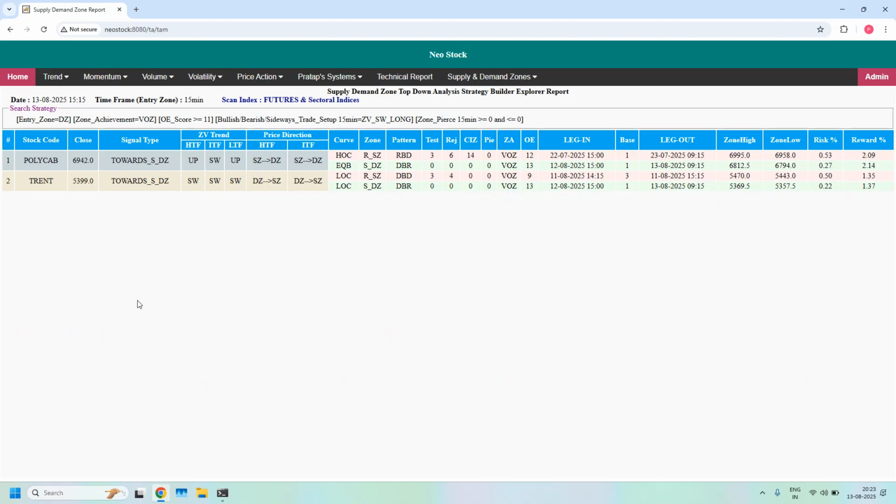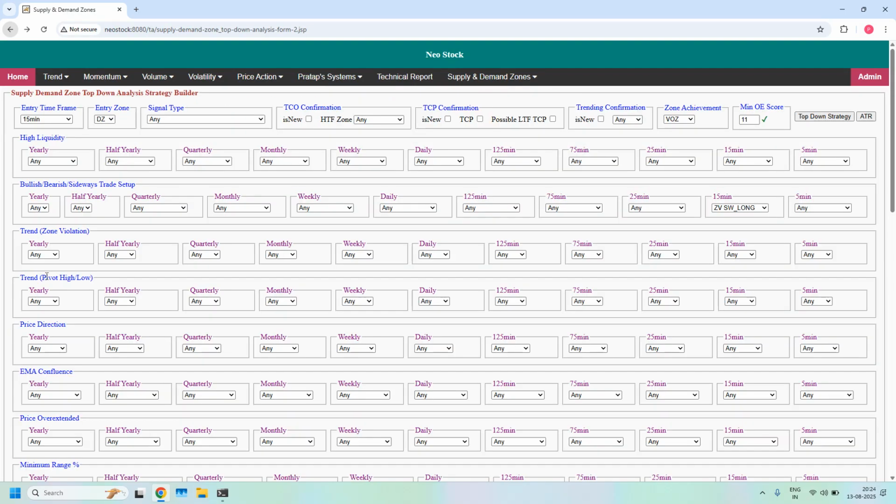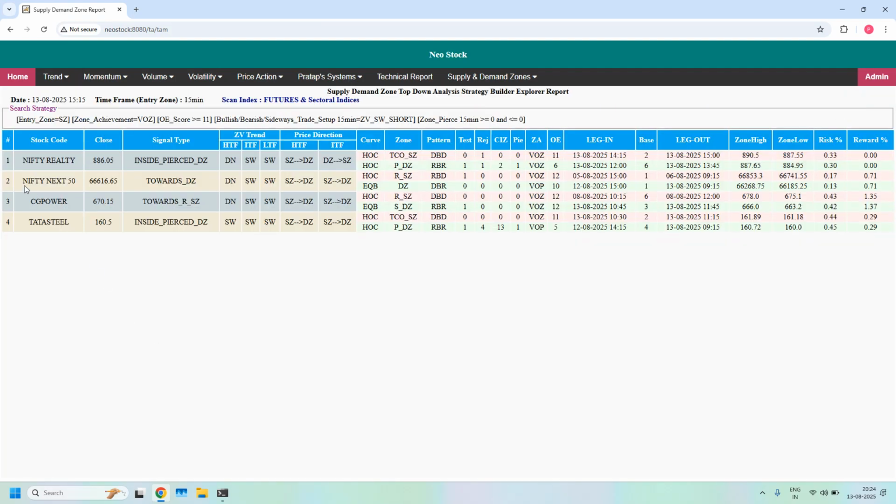Sideways long trade setup for daily income trade. Entry time frame zones are 15 minutes demand zones. Next, sideways short trade setup, 15 minutes supply zone. And here sideways short, we got four stocks. Sideways short trade setup for daily income trade. Entry time frame zones are 15 minutes supply zone.